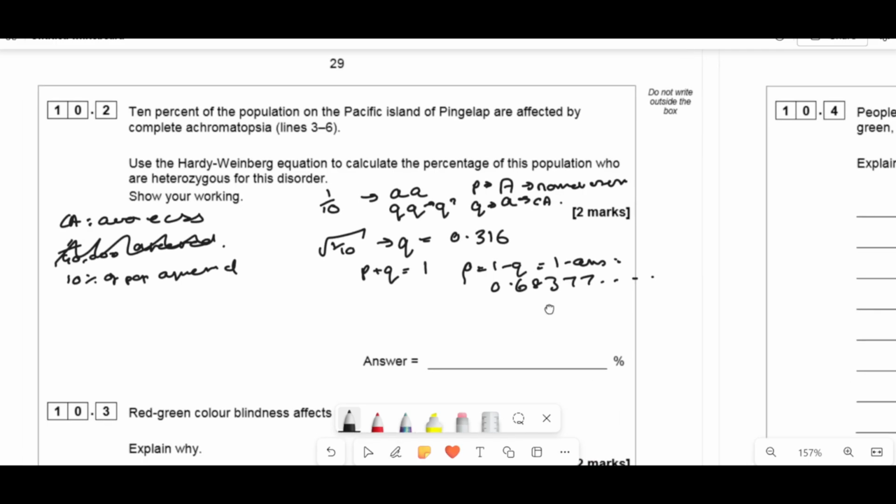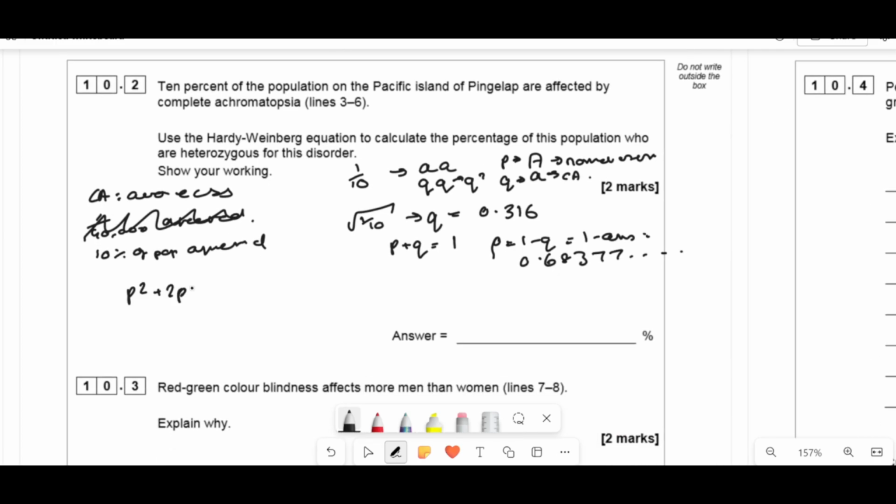Now, the other Hardy-Weinberg equation is P squared plus 2PQ plus Q squared equals 1. P squared is AA plus 2PQ, which could be big A, little a, or little a, big A. That's where the 2PQ comes from. And then Q squared is little a, little a. That's 1.